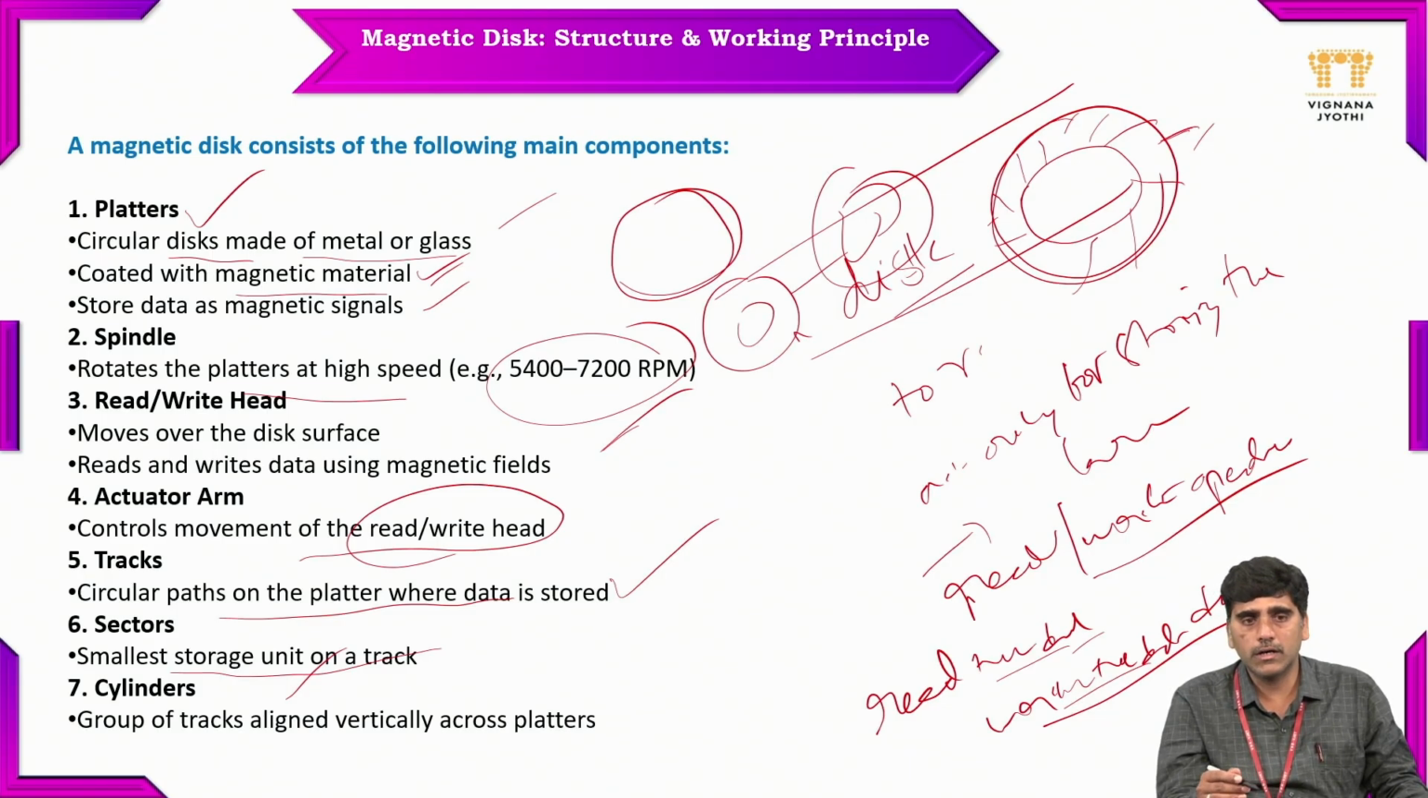So platters are coated with the magnetic material which stores data in the form of magnetic signals, and the spindle is always rotating the platters, and the read or write head moves over the disk surface, and the actuator arm controls the movement, and the tracks store the data, and the sectors are the small storage units of the track, and cylinders form this vertical shape aligned vertically across platters.